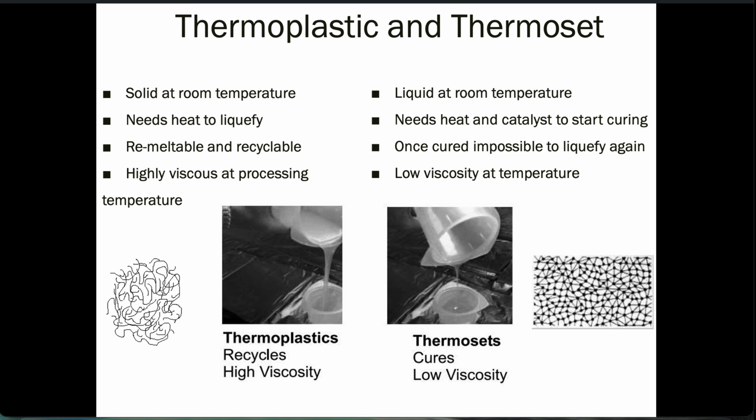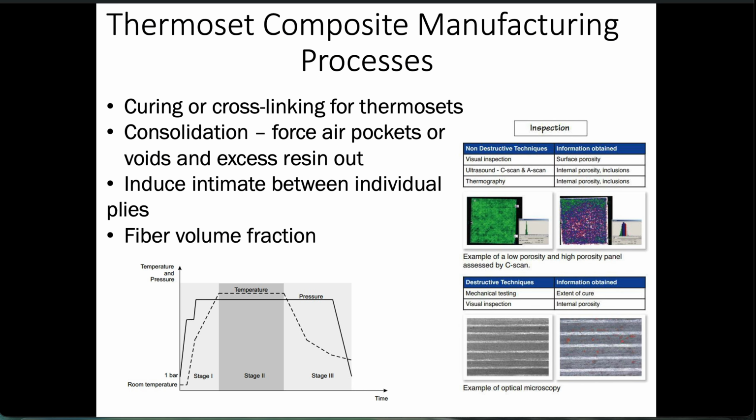Thermoplastics have a high viscosity at processing temperatures, whereas thermosets have a low viscosity at processing temperatures. We have different types of composite manufacturing processes, but all of them have some sort of curing involved. So essentially, we have to let the resin cure and harden.